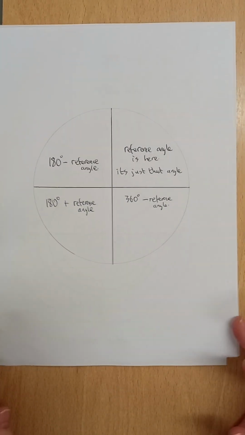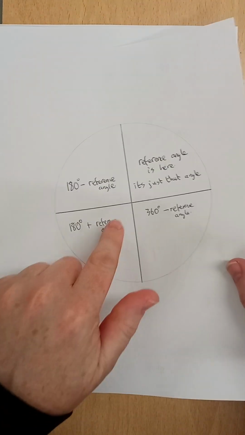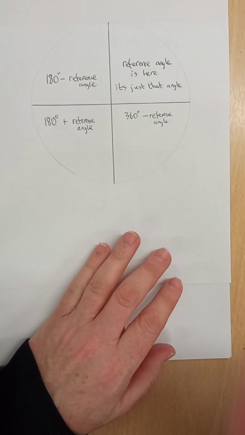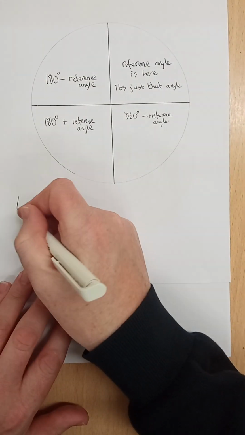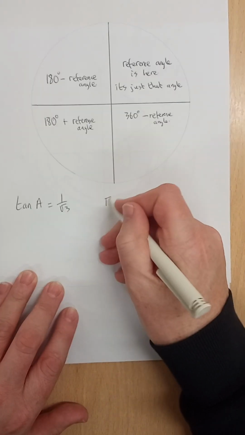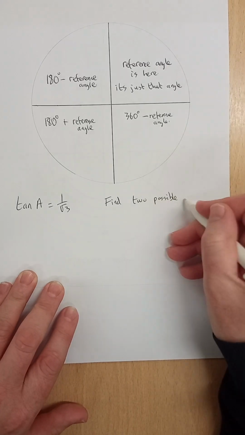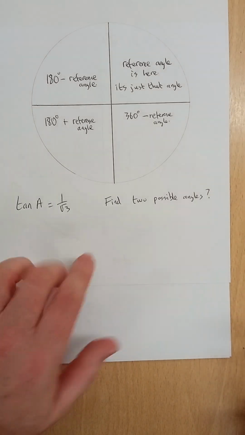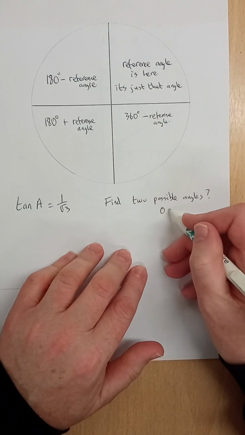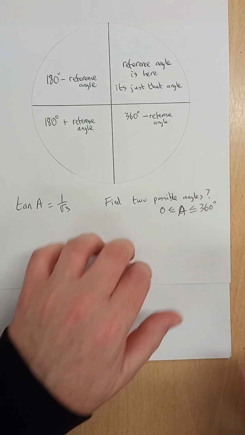Okay, now let me show you some examples of this. So I'm going to come back to this while we're doing these examples. I might just leave it there at the top for everyone to see. So I'm going to give an example. Let's say tan of some angle is 1 over root 3. Find two possible angles that would solve this. So let's have a look. Let's say we're looking for angles between 0 and 360 degrees. Make it easy for ourselves.